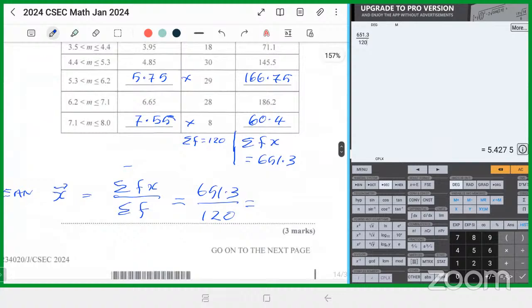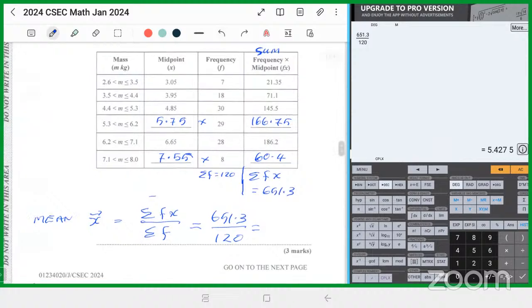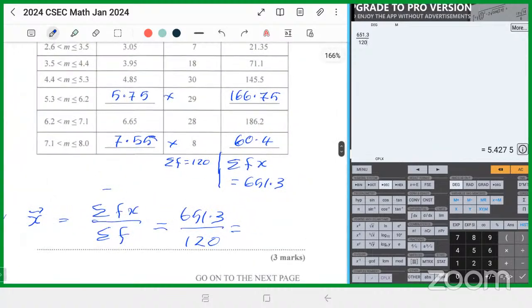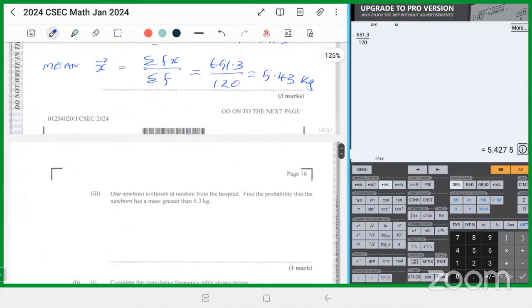I could give it to 1 decimal place. Well, the midpoints are 2 decimal places, 3 figures. So let's give 3 figures. That would be 5.43 kilograms, approximately. It's an estimate anyway, so that's okay. That is that. Next part.